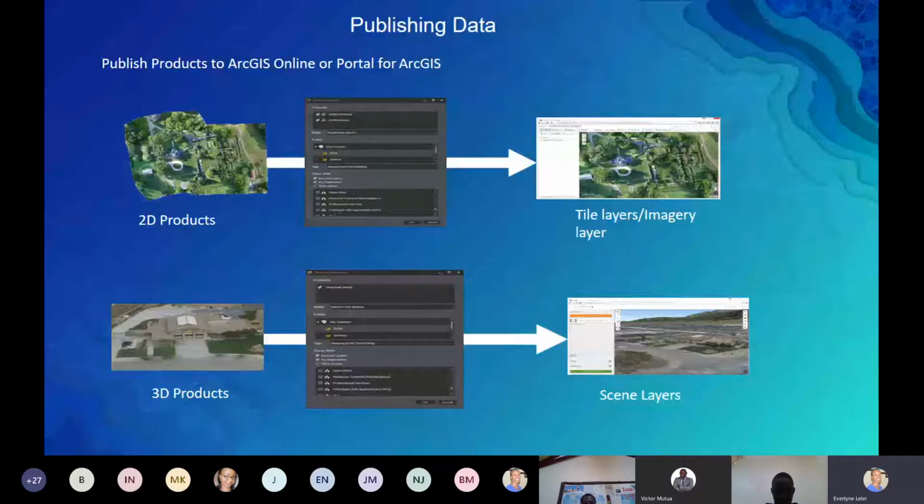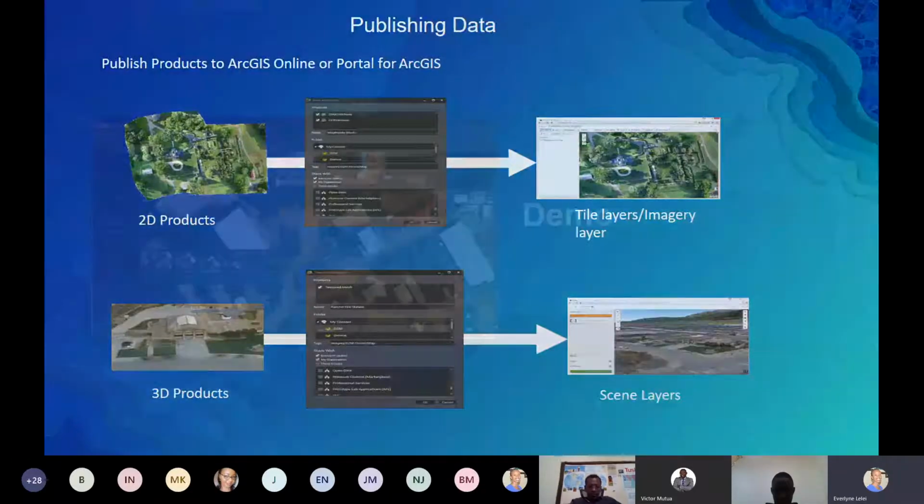For the 2D product, there are two ways. You can publish this to ArcGIS Online, or you can publish this to Enterprise Portal, depending on what you're using. For the 2D products, you'll have tile layers or imagery layers or even elevation layers published to ArcGIS Online. We'll be looking at this. Then for the 3D products, what you'll be publishing are mainly 3D scene layers that can be accessed on ArcGIS Online. So that's the kind of workflow that we are going to be handling during this session.